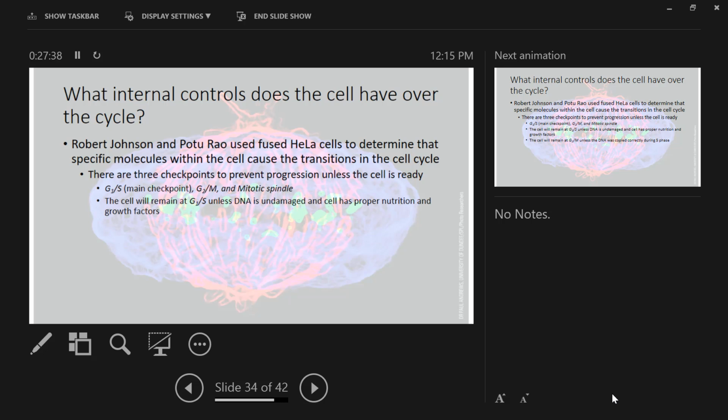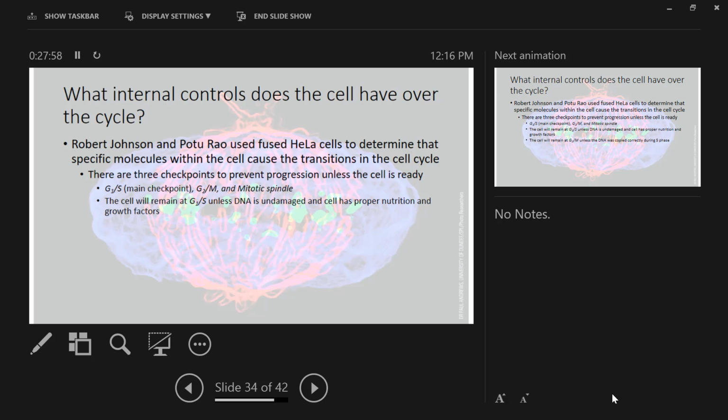And so the cell will never go to S phase unless the DNA is undamaged and the cell has the right growth factors in place, those chemicals telling it to grow, and it has enough energy necessary to finish the process. Okay? And so if the cell does not have that, it will remain in G1.